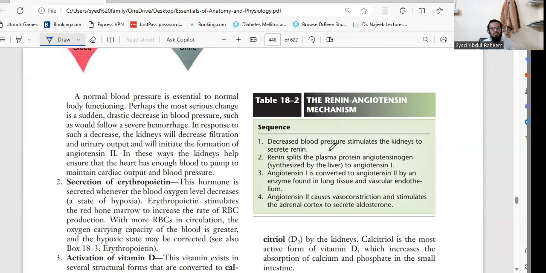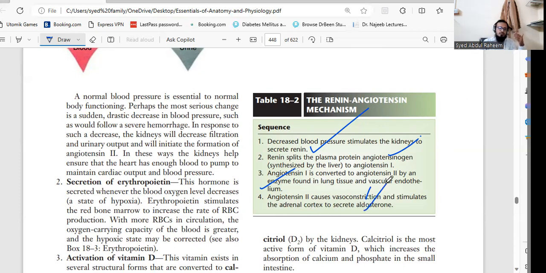Decreased blood pressure stimulates the kidney to secrete renin. This is the first step. Second, renin acts on the plasma protein angiotensinogen, which is released by the liver, converting it to angiotensin 1. Angiotensin 1 is then converted to angiotensin 2 by an enzyme found in lung tissue and vascular endothelium. Angiotensin 2 causes vasoconstriction and stimulates the adrenal cortex to secrete aldosterone.